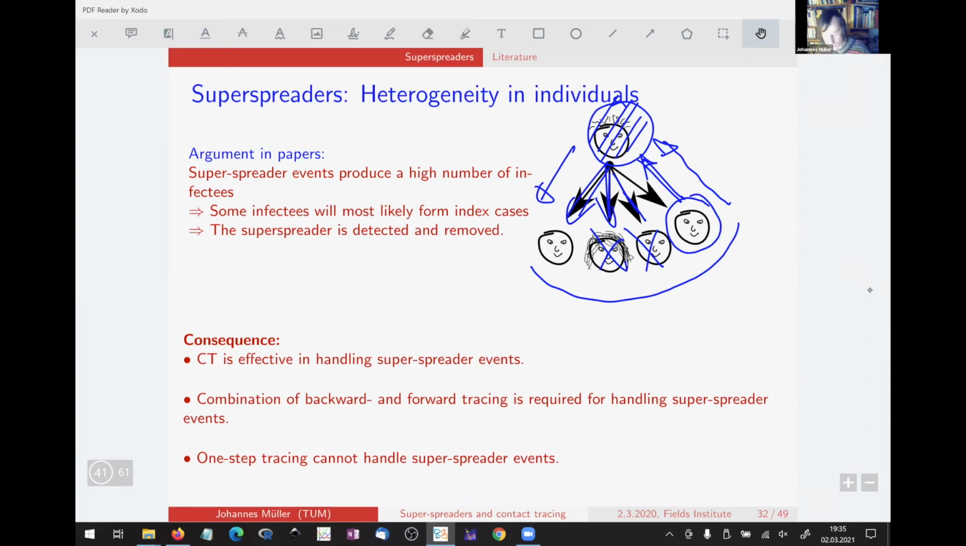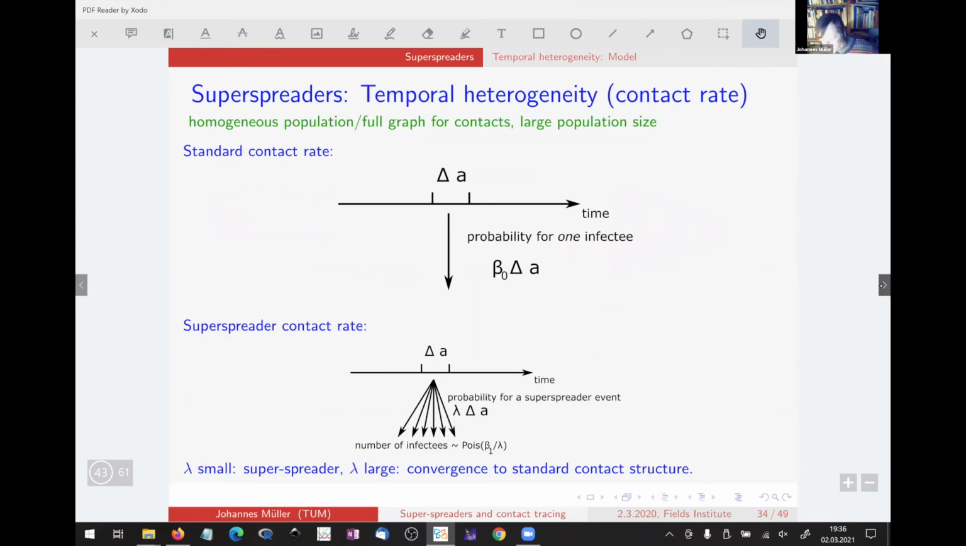So some simulation results indicate that perhaps super spreading could be not that easy to handle. So it's not really a unique opinion about superspreading or events like that, and the efficiency of contact tracing. Okay, I will jump over that. So we will focus on this temporal heterogeneity because, to our knowledge, that's not that much investigated.